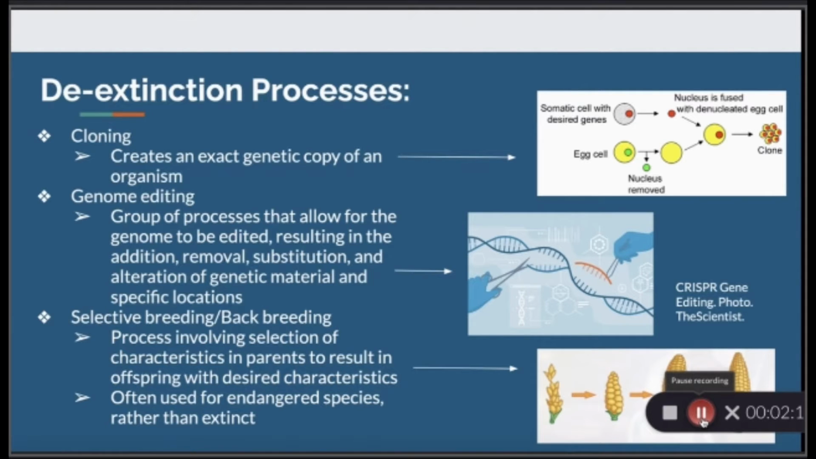And selective breeding can be used to use desired characteristics in parents to help influence those characteristics in the offspring. It's the process involving selection of these characteristics, and it's often used for endangered species rather than extinct.